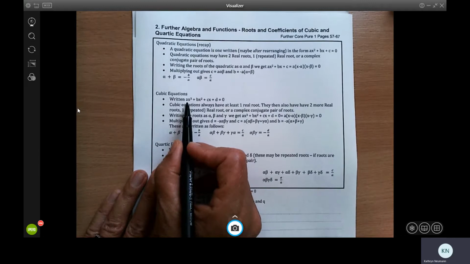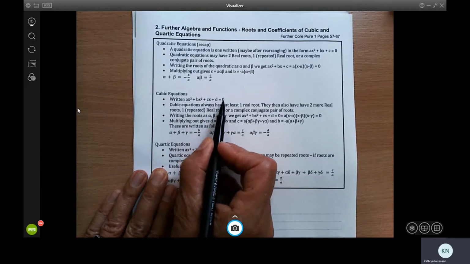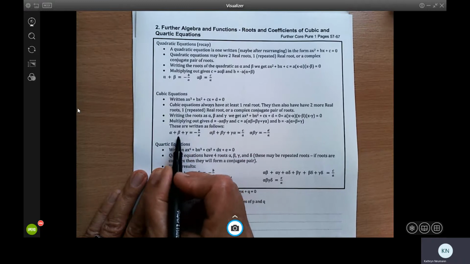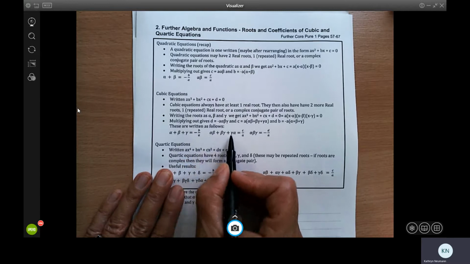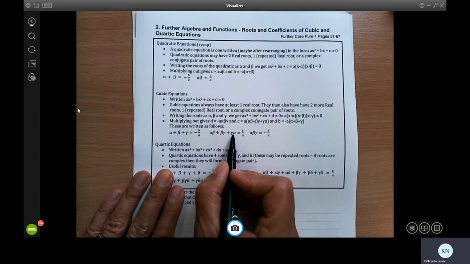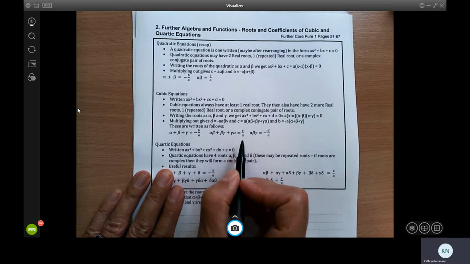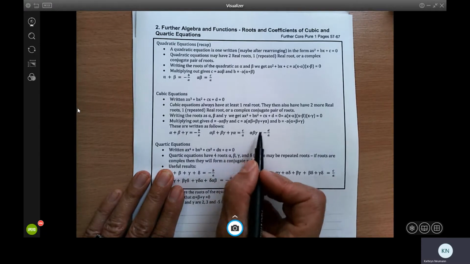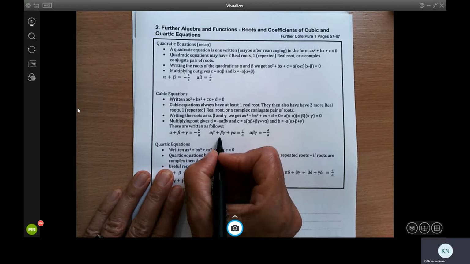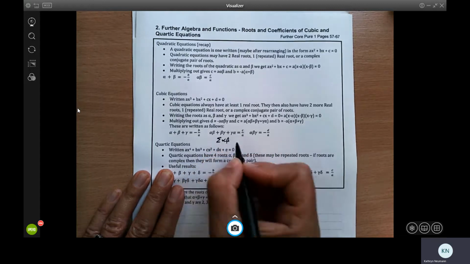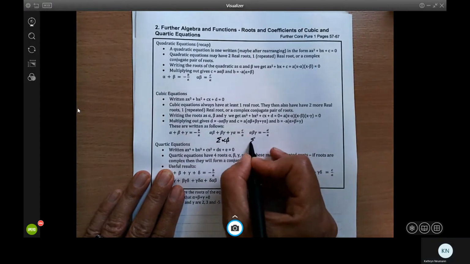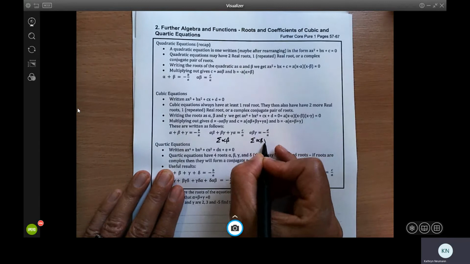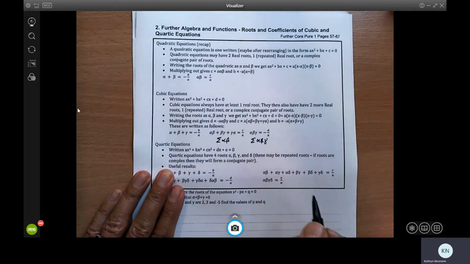If we've got ax cubed plus bx squared plus cx plus d equals 0, then the sum of the roots will be minus b over a. The product in pairs of the roots, so alpha times beta, alpha times gamma, beta times gamma, will be c over a. And all three roots multiplied together will be minus d over a. This is sometimes written, and it's a useful notation, as the sum of the alpha betas, which means the sum of the roots in pairs, and the sum of alpha, which means the sum of the roots singly. There is only one term in the product of all three, but it is still sometimes written like that.